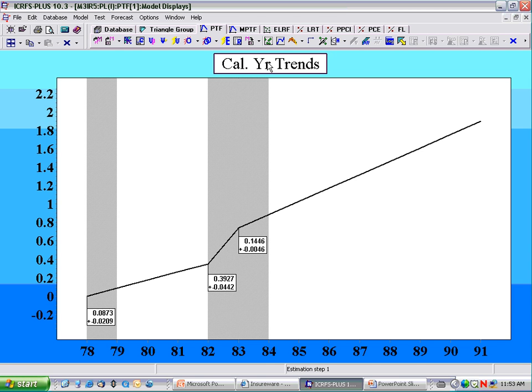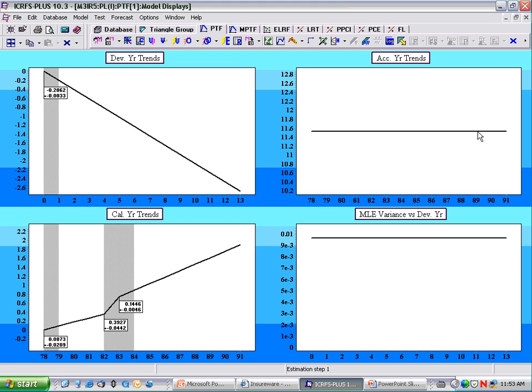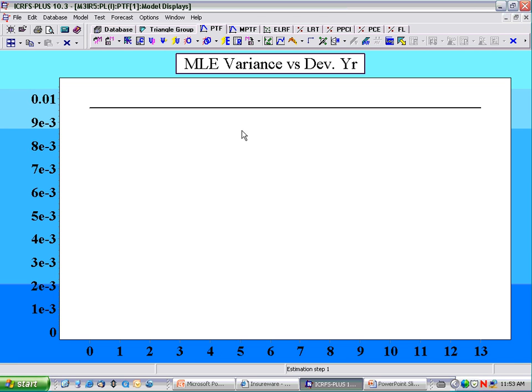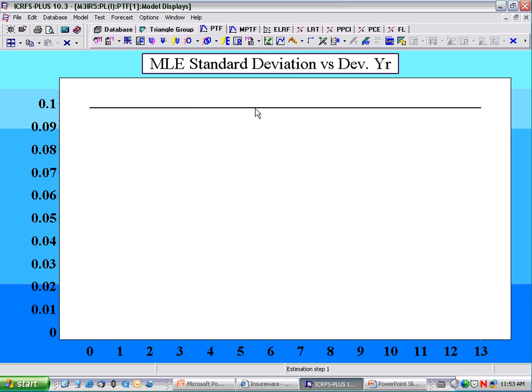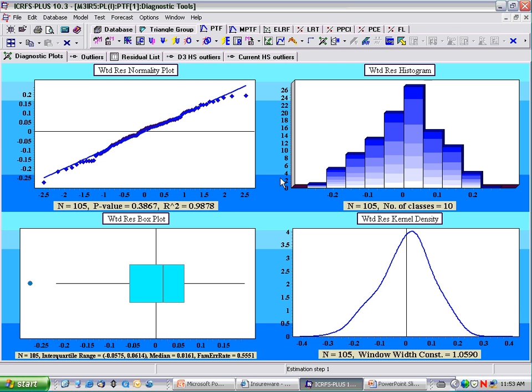Those are the 3 calendar year trends. This is the development year trend, and that's the accident year level, and this is an integral part of the model that represents the variance of the normal distribution, or you can find out the standard deviation. And we do have normal distributions. It's a part of the model.